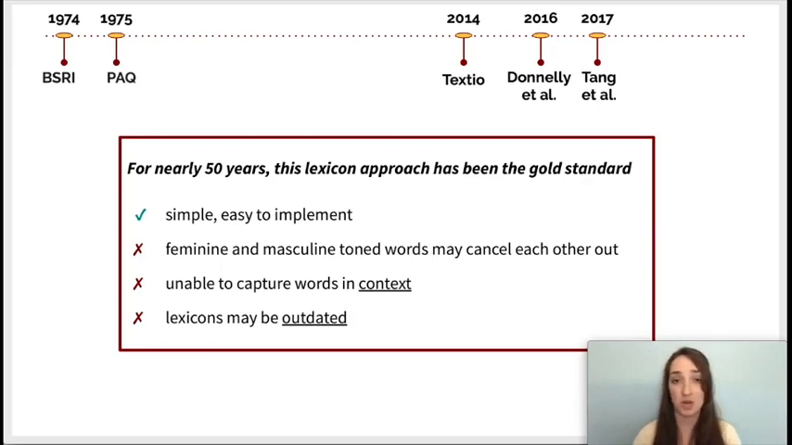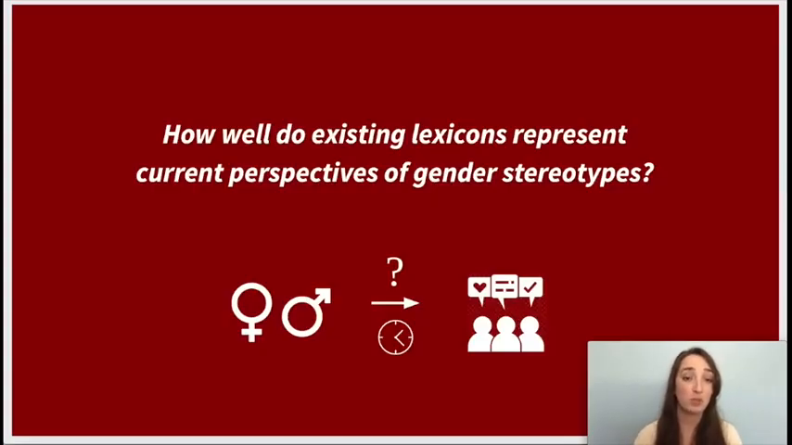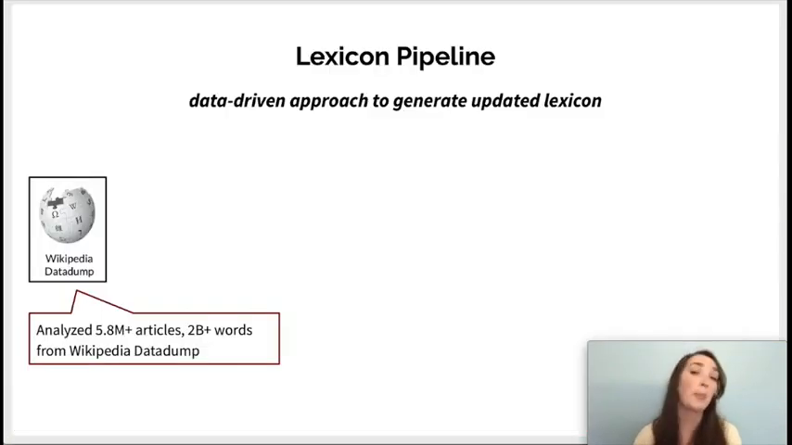and we're not sure how well they do with measuring words in context. Particularly, they may just be fundamentally outdated. So first, we want to find out if these lexicons are actually measuring current perspectives of gender stereotypes in society. We did this by taking a data-driven approach to develop our own updated lexicon.